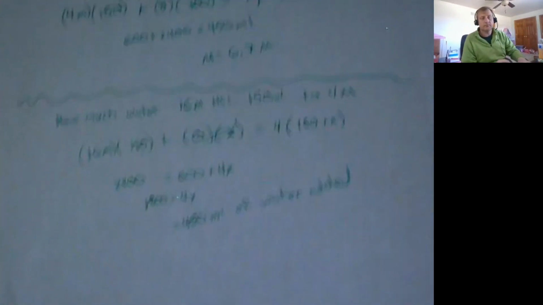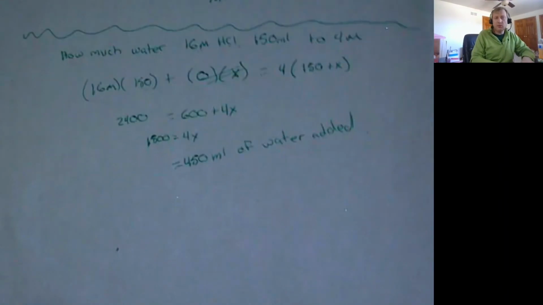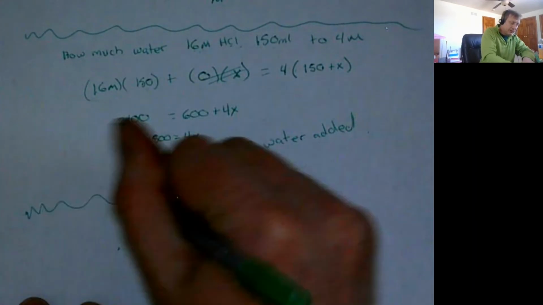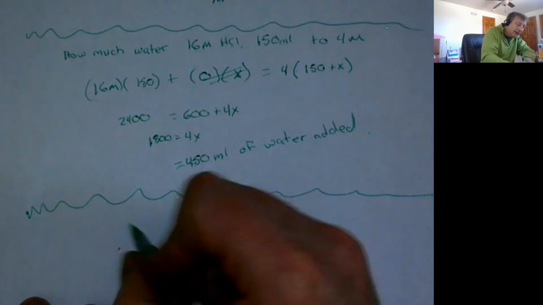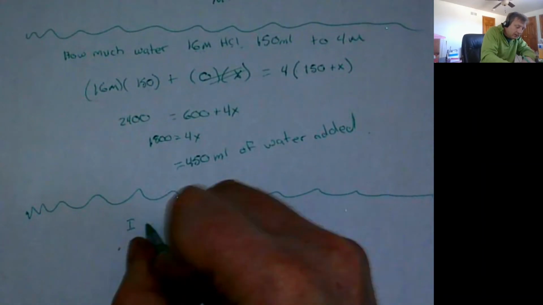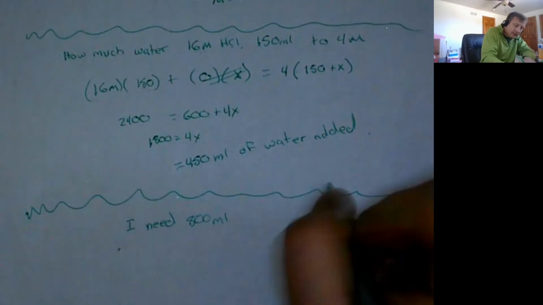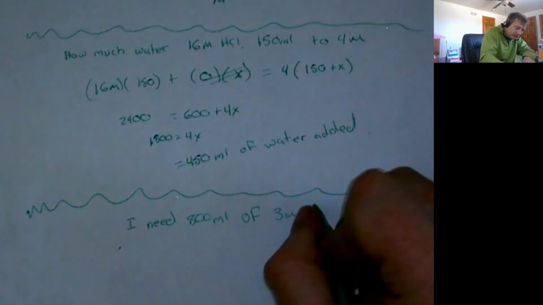Okay. So those are a couple dilution problems. I'm going to do one more just because the most common probably dilution problem to actually do in the lab is to say, I need to have, say, 800 milliliters of 3 molar sulfuric acid.